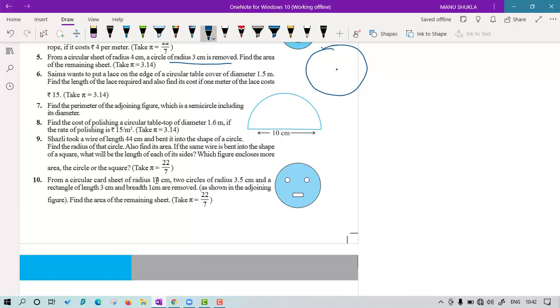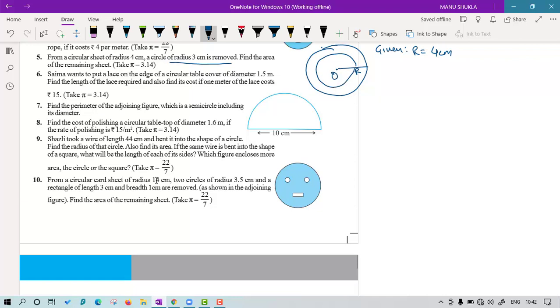Okay, so this is the center, this is capital R of the larger circle. So given to us is capital R is equal to 4 centimeter is the outer circle. Then they are saying a circle of radius 3 centimeter is removed. So inside also there is a circle like this.